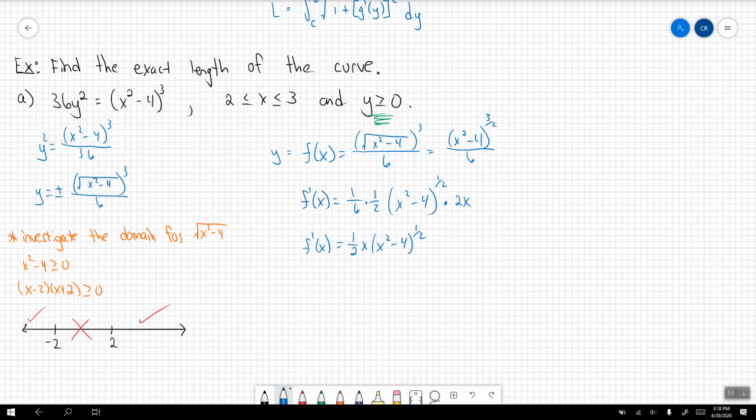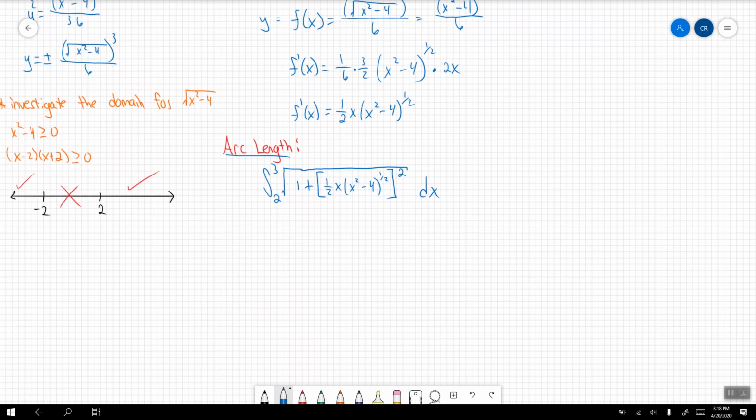All right, so now to find the arc length. The arc length that we're going to be working with is going to be the integral between 2 and 3, because we're doing this all with respect to x. And this is going to be the square root of 1 plus f prime. F prime is that 1/2 x multiplied by x squared minus 4 raised to the power of 1/2. That's going to be squared. And this is all with respect to dx.